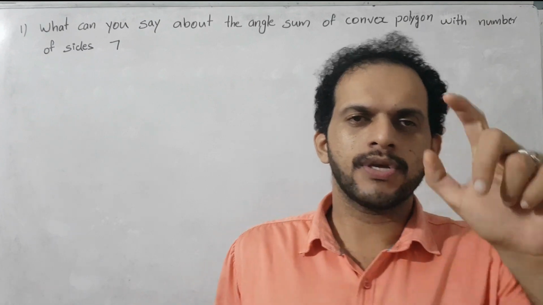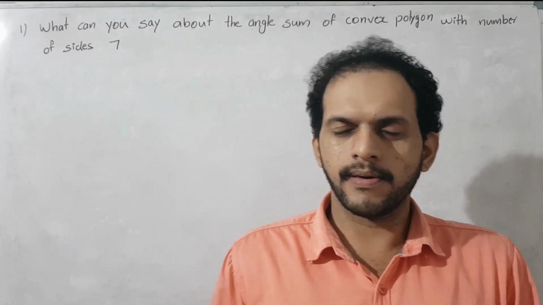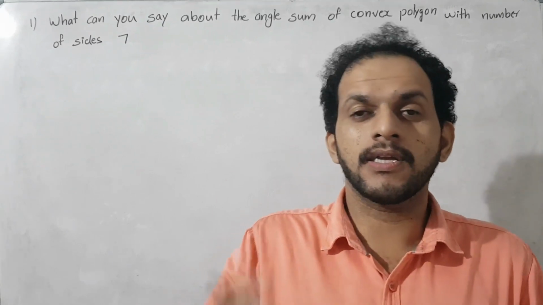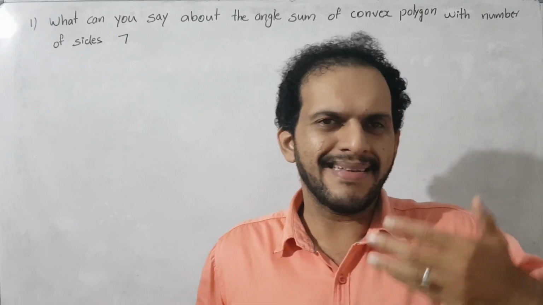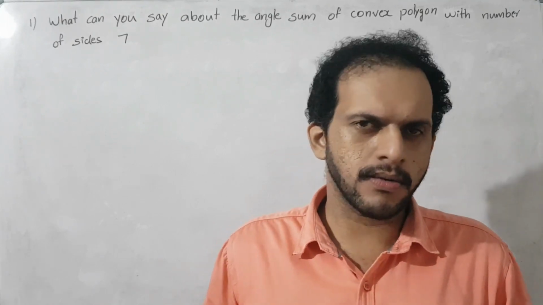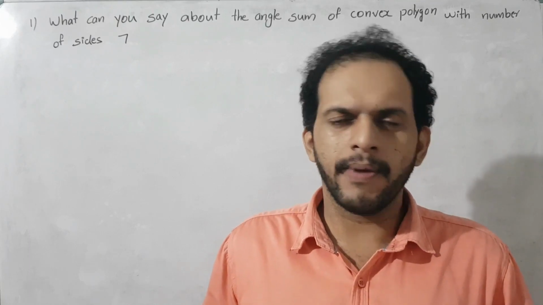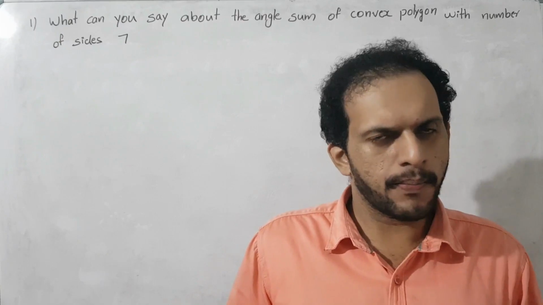Last class, we started our new chapter, Understanding Quadrilaterals. In that class, we learned some ideas: what polygons are, what a diagonal is, and how we classify convex and concave polygons. And the most important, we studied the angle sum property of polygons.